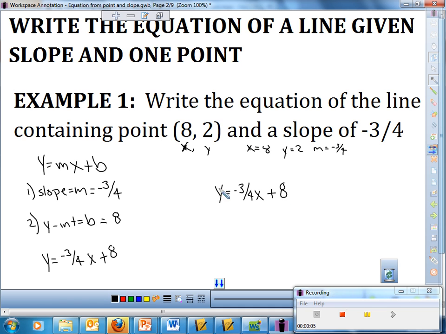The way I can check it is I should put this point back into x and y and see if I get the same on both sides. So I know on this point my y value is 2, so I'm going to write 2. I'm going to use parentheses to remind myself.